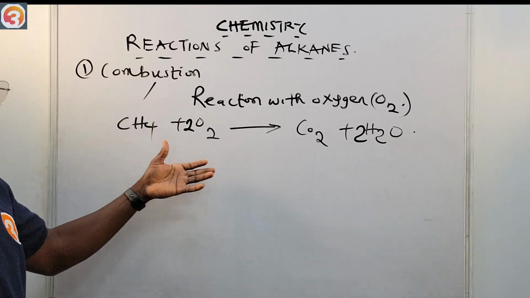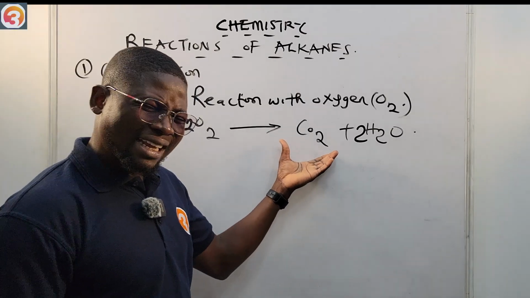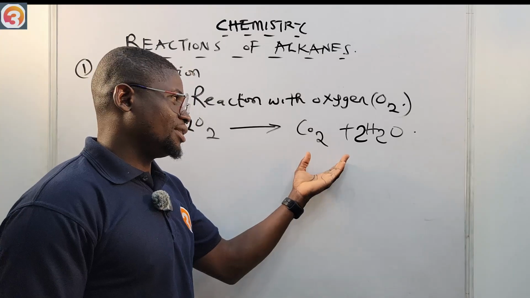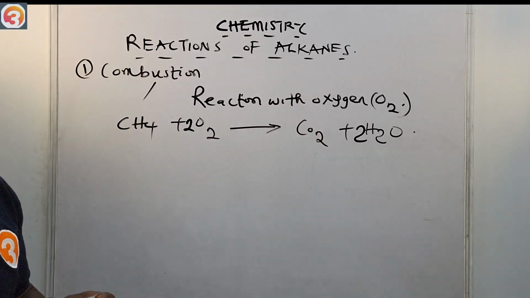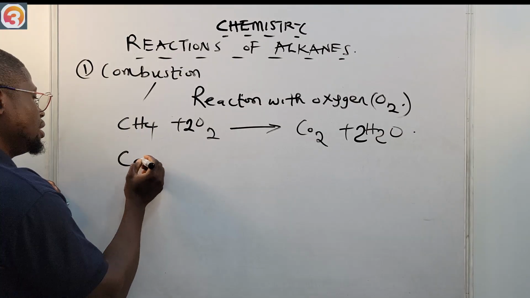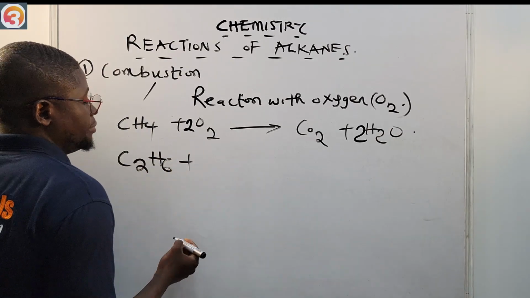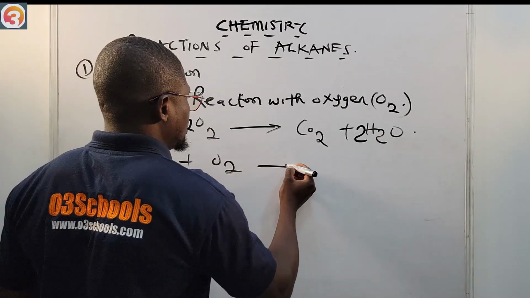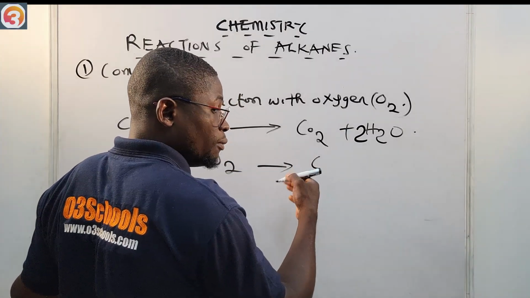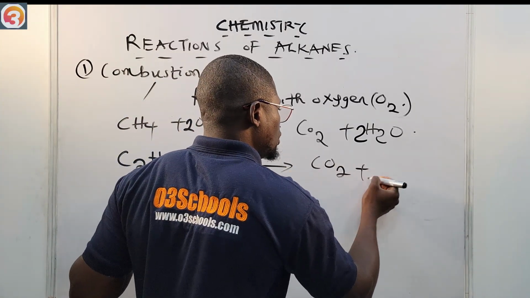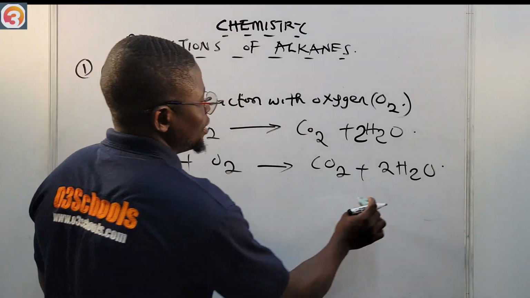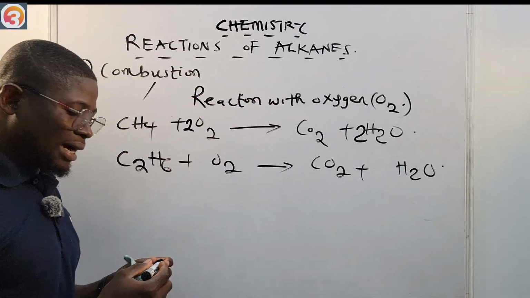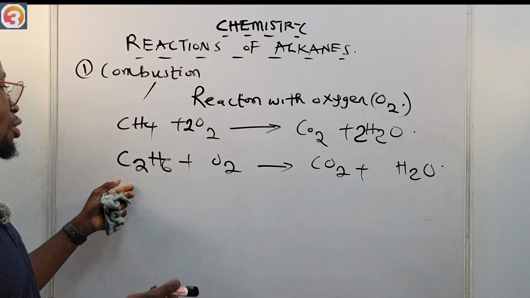When methane burns, if it's a complete combustion, I'm going to have CO2 plus 2H2O. Let us see another example, ethane. I'm going to have C2H6 plus O2 to give us, since it's a case of complete combustion, CO2 plus H2O. Let us check if it is balanced. It is not actually balanced.